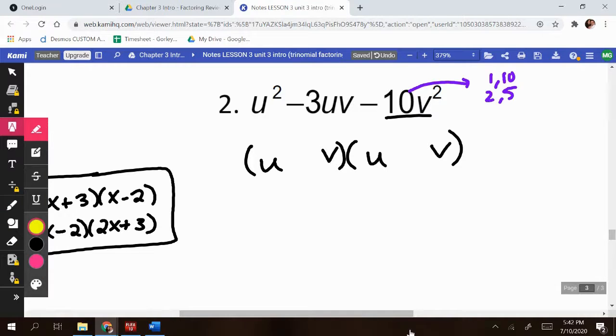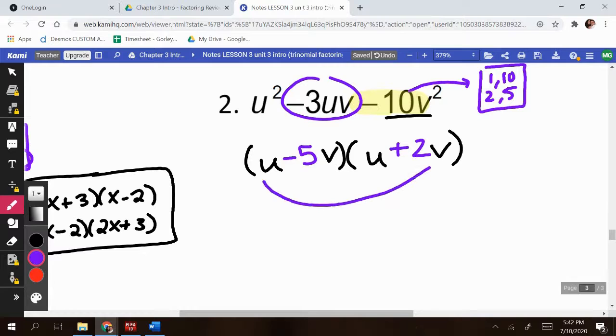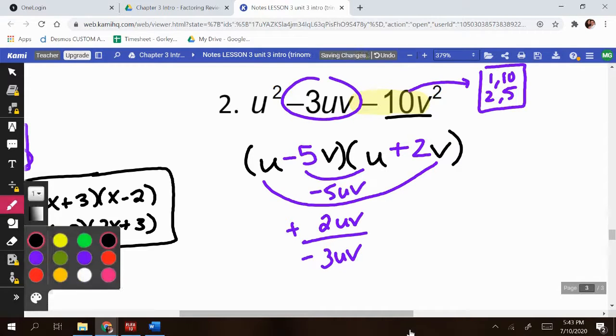Also, just a note, because this is a negative c value, we're going to be using different signs. So let's just keep that in mind. Okay, I want to get to negative 3uv in the middle. So let's try 2 and 5. Since they're different signs, I'm going to make the bigger number negative and then the smaller number positive. Let's see if that works. My outers here would be 2uv, and my inners would be negative 5uv, which does sum up to a negative 3uv. So that looks good.